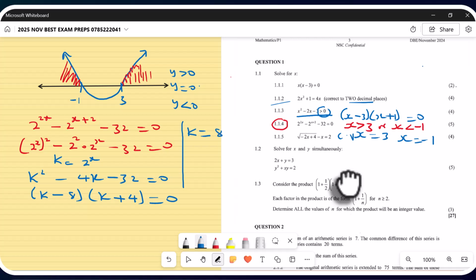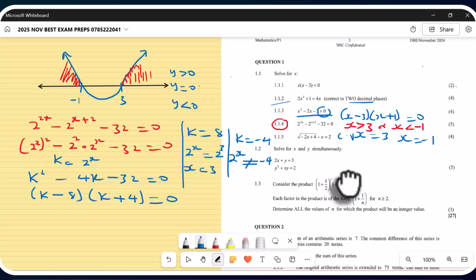Or I can say that also k plus 4 equals 0, giving us k equals negative 4. But because our k is an exponential, which is 2 power x, and we know an exponential will never be negative, we say here it will never be equal to negative 4. So our answer here is x equals 3. So that's also over here, x equals 3. Hope we are together. That was 1.1.4.